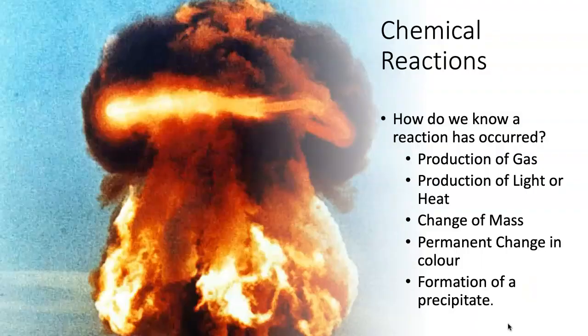So how do I know a chemical reaction has taken place? We look for a few things. We look for production of a gas. Now that can be just through bubbling. You see things bubbling up. Clearly you've got some sort of gas trying to escape. But sometimes the gas just comes off without you seeing it. So you've got to collect it and test for it.